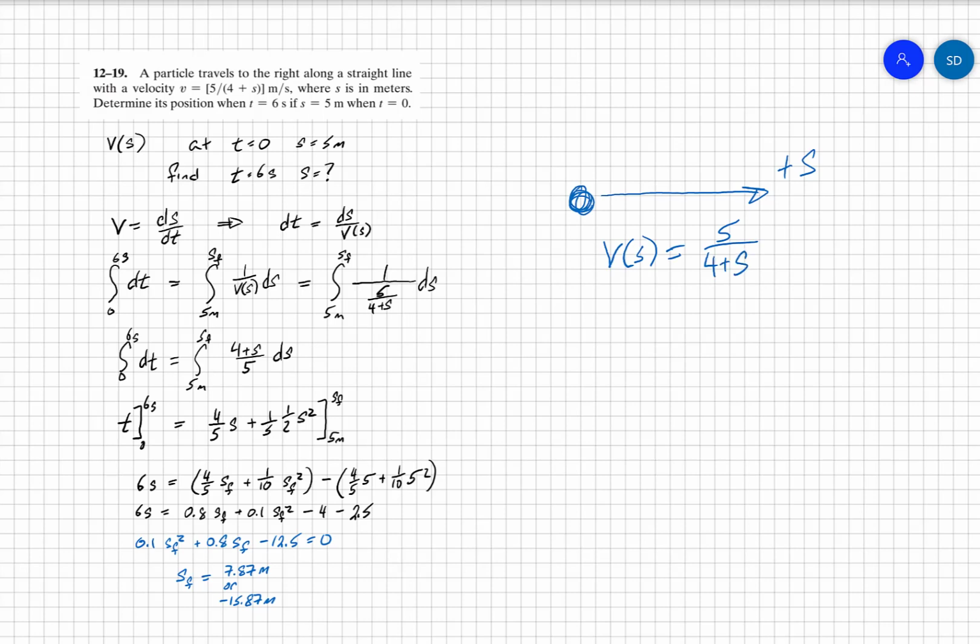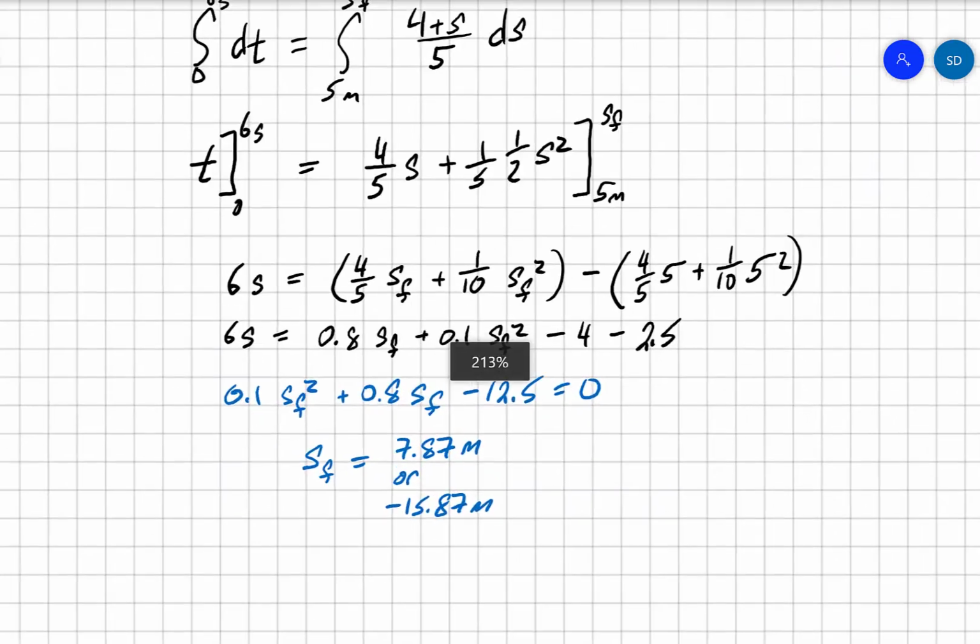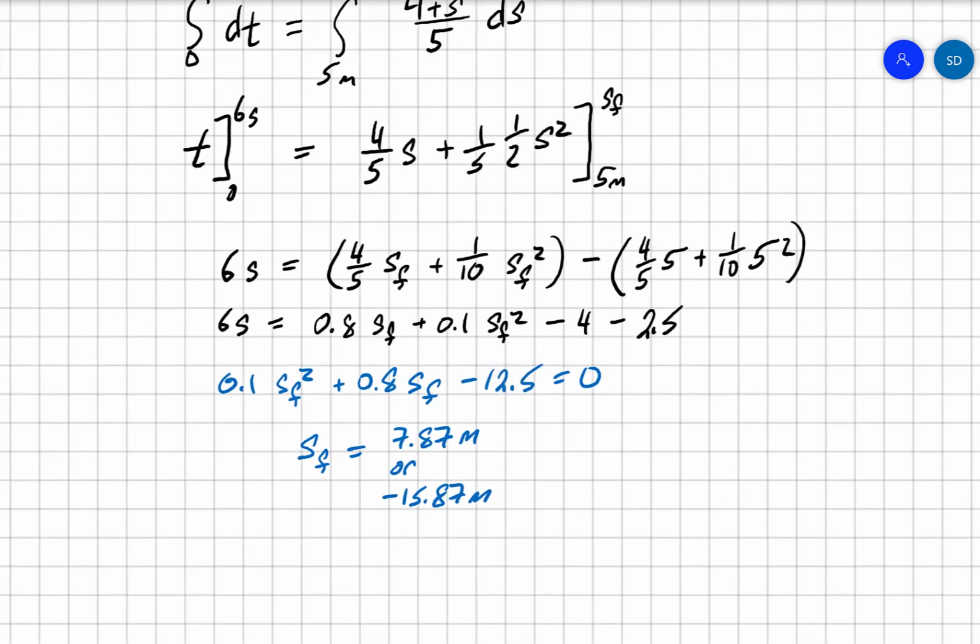We'll note that for all values of s greater than -4, v(s) will always be greater than 0, which means that the particle will continue to move to the right. So in this case, for my solution, we're going to assume that the particle has not moved to the left, which would be in the negative direction. So this is not the answer we're looking for, but rather the answer is going to be 7.87 meters.